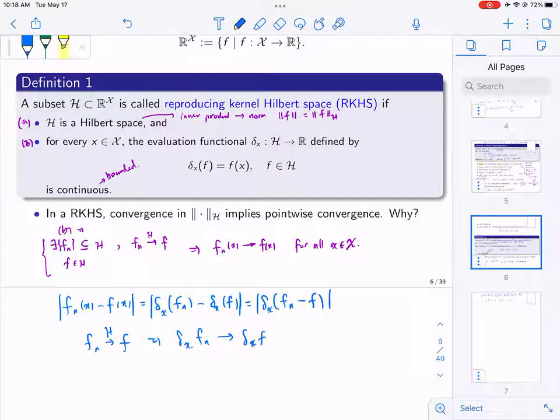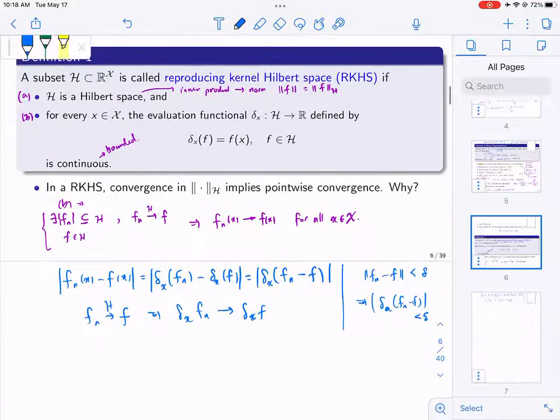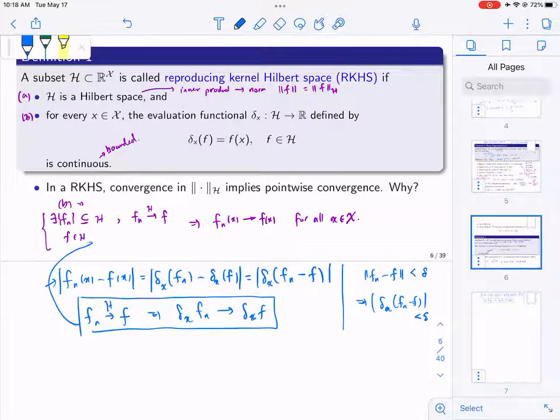Another way of saying it is that I can make the norm of Fn minus F less than delta such that the absolute value of delta x Fn minus F is less than epsilon, right? But we don't need that, this is enough. This is continuity, right? Later on, we can use this to get better estimates. But this follows from the fact that delta x is a continuous linear functional. So convergence in H implies pointwise convergence.